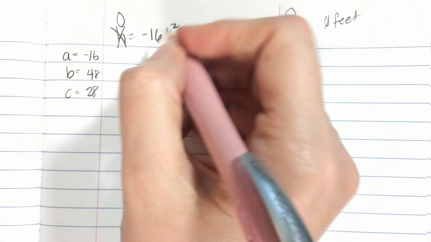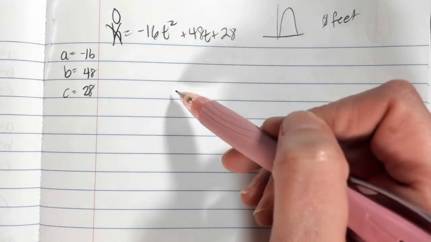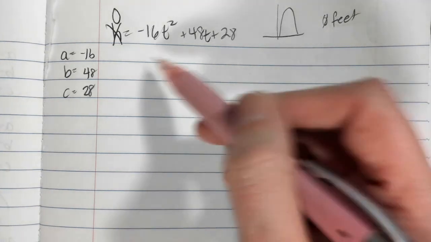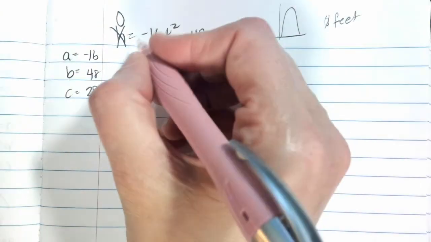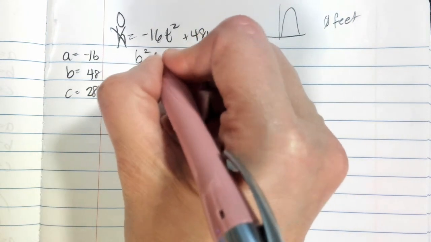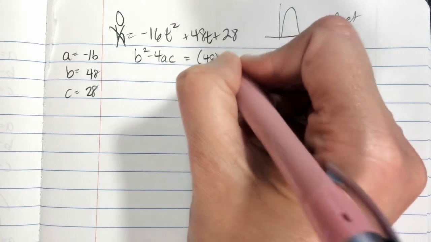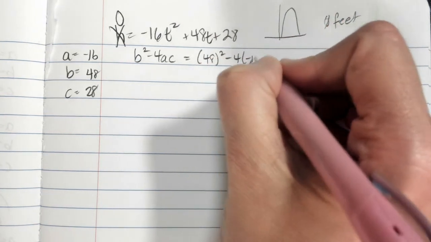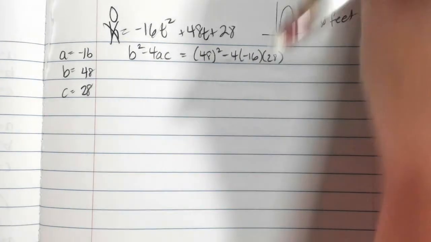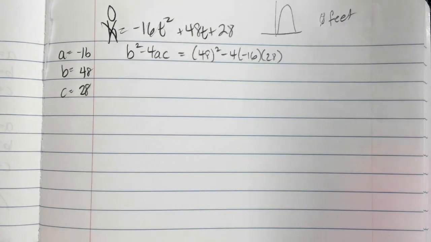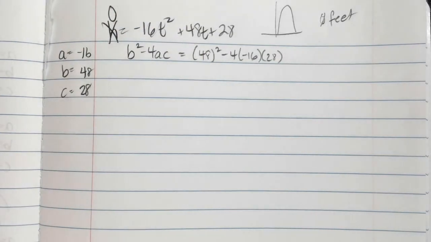All right, so again, you don't have to, but I'm going to start by finding the discriminant because I know I'm going to need it, and it's not a waste of time, and it'll tell me how many solutions I should be looking for, okay? So I have b squared minus 4ac, that's 48 squared minus 4 times negative 16 times 28, okay? And then I'm going to put that all into my calculator.